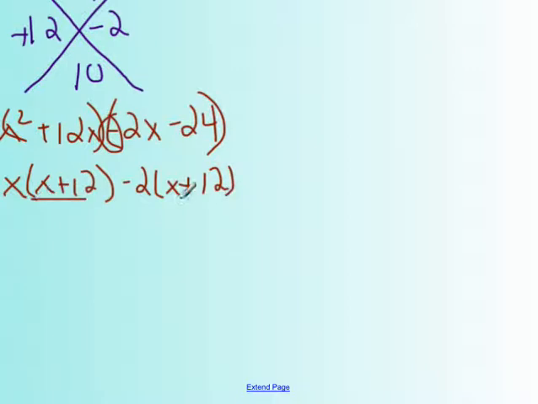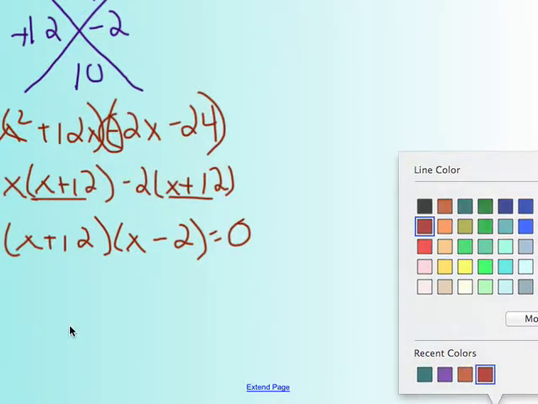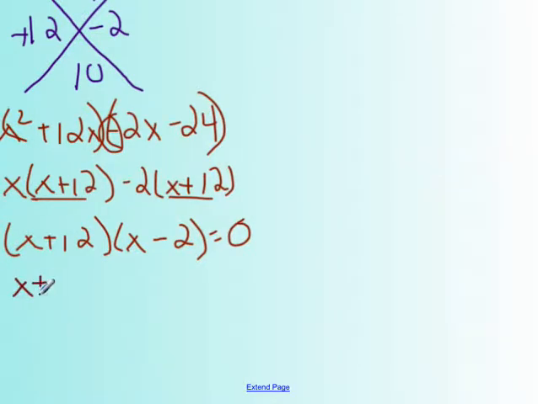So I can see that my leftovers are matching, so I can factor those out. And then I'm going to write what's left after that, which is x minus 2. Now remember that this original equation was set equal to 0. So now we're going to set each of those equal to 0. So x plus 12 is equal to 0, and x minus 2 is equal to 0. So we solve those for x.